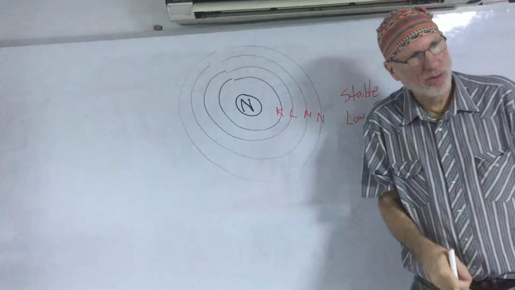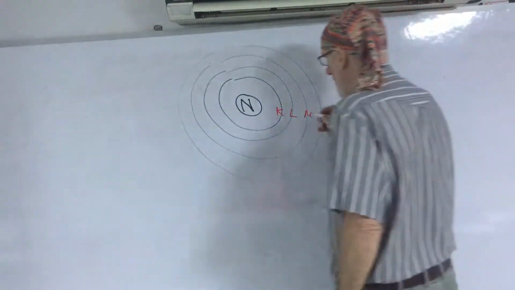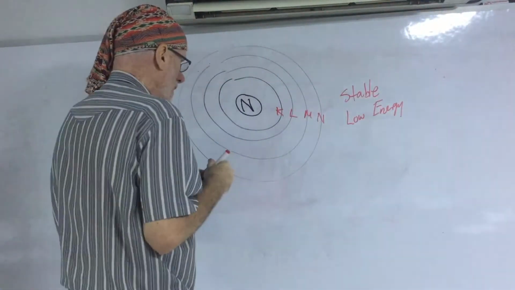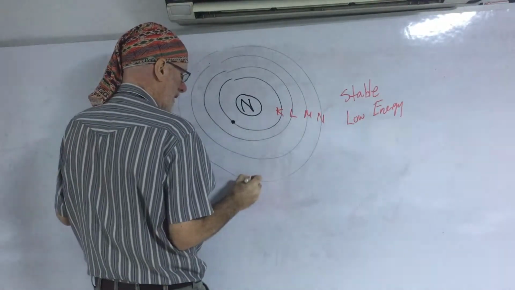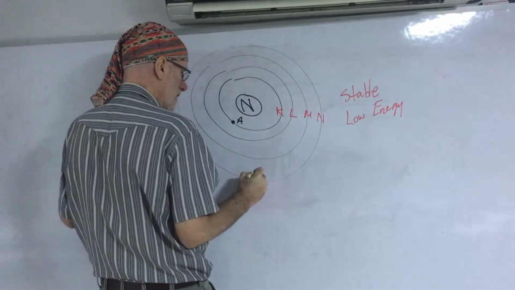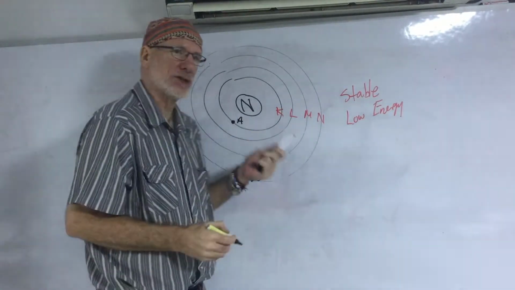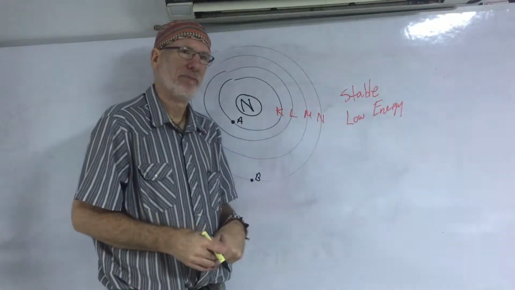When you say stable, you mean low energy, right? Yes? So, I have two electrons, let's say. I have an electron here and an electron here, okay? This is going to be A, this is going to be B. What electron has greater stability, A or B?